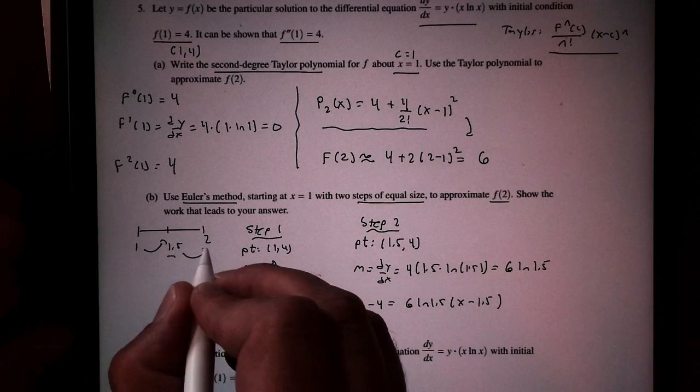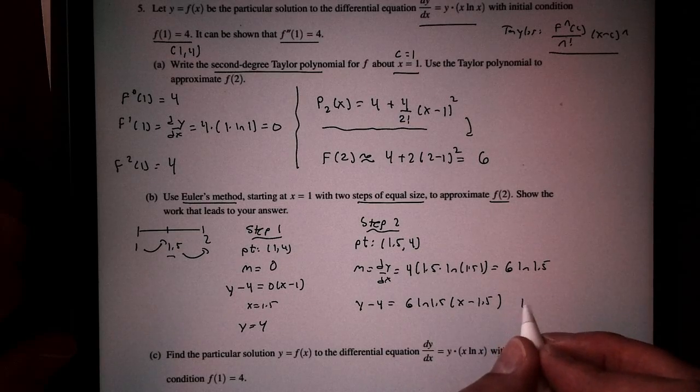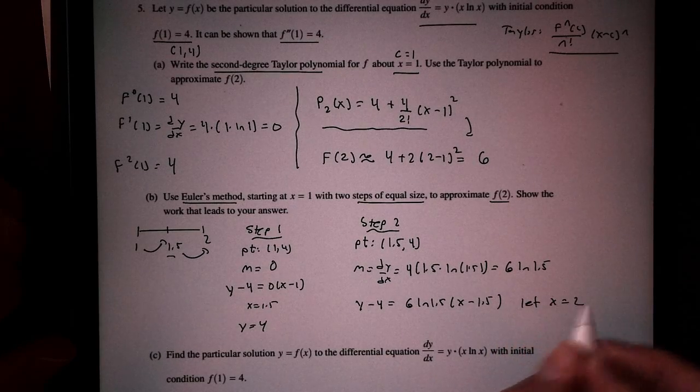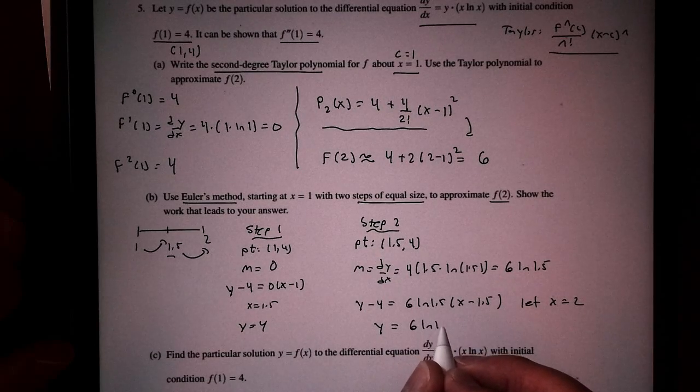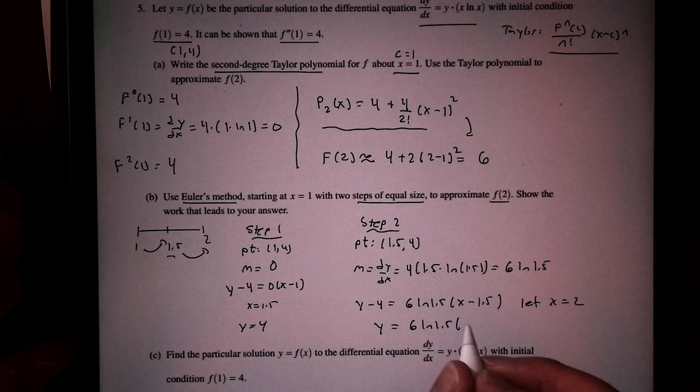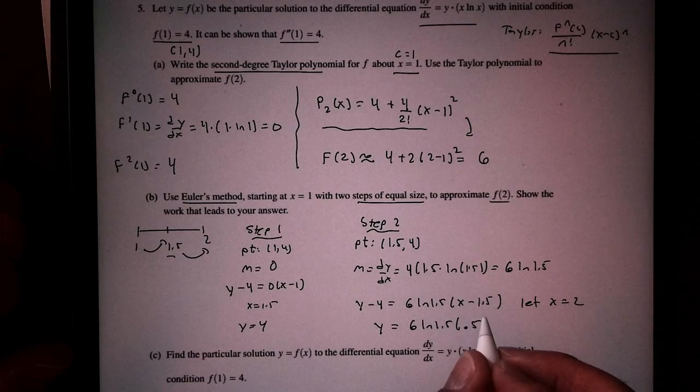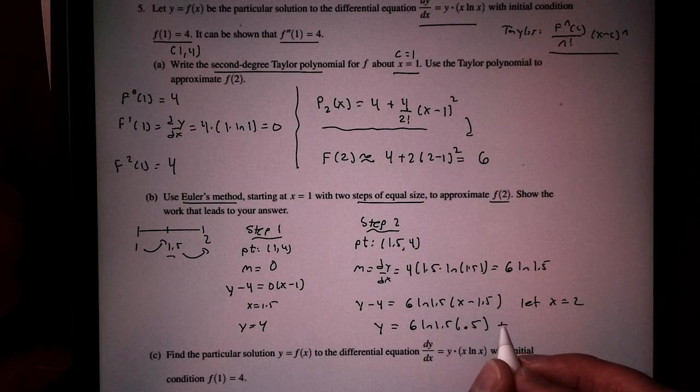And now we do our second step and plug in 2. Let x equal 2, and we're going to get y equals 6 natural log 1.5. Plug in the 2 here, and we get 0.5, plus 4.